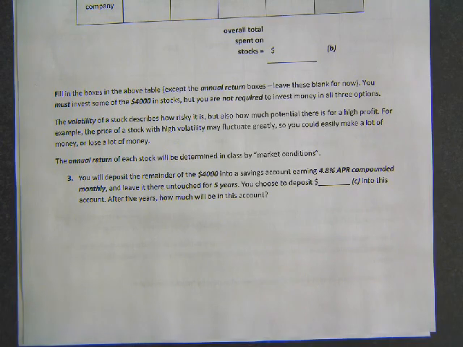So probably don't want to put a whole bunch of your $4,000 in the savings account, because even the safest bond option is probably going to earn you more interest in the long run than something in the savings account would. So that's why we're just putting the remainder of our money in this account.